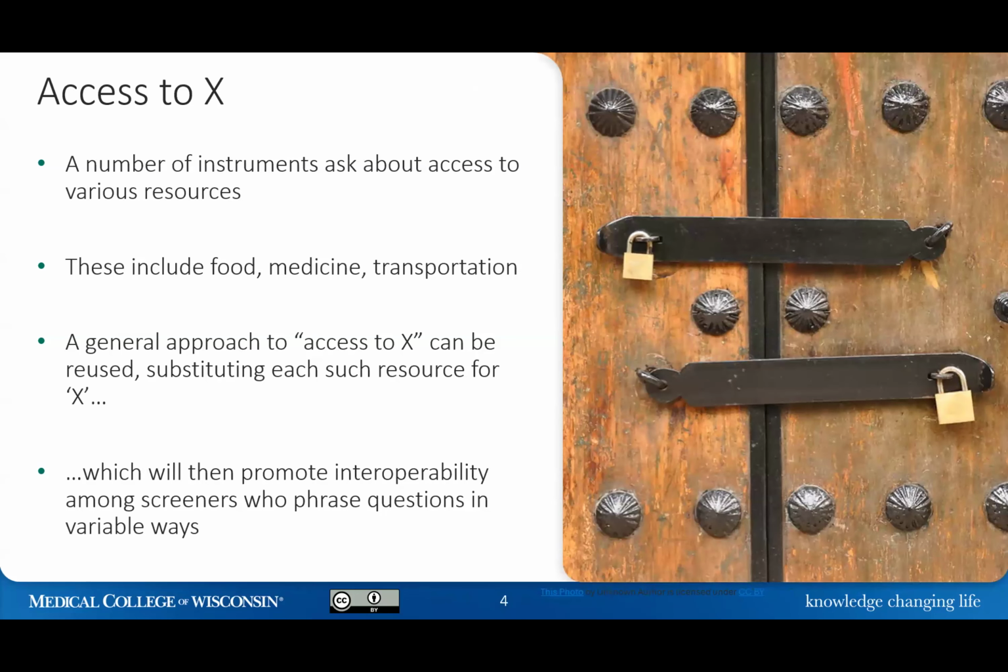So a lot of these instruments ask about whether an individual has access to some resource, which I just call X generically. But the Xs can include food, medicine, transportation. So if we have a general approach to access to X, then we can reuse it in each of these more specific situations. And that'll help with interoperability of these screeners.